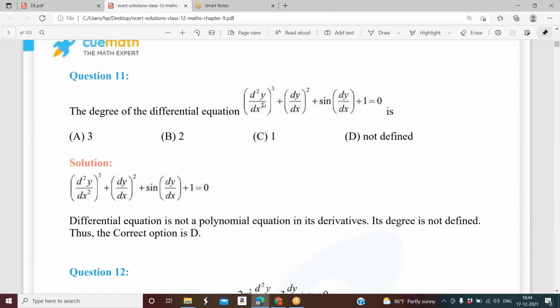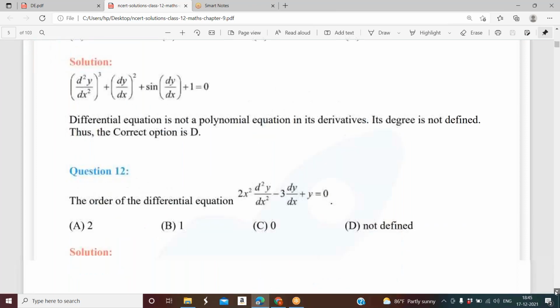For the next equation, the highest derivative is d²y/dx². Y is differentiated with respect to x 2 times. So its order is 2. What about the degree? Degree cannot be defined because we have the term sin(dy/dx). So degree we cannot define.